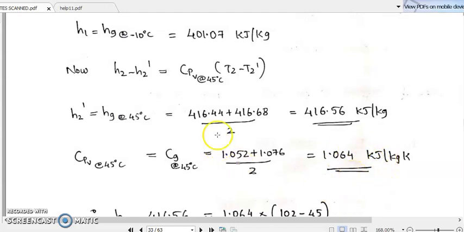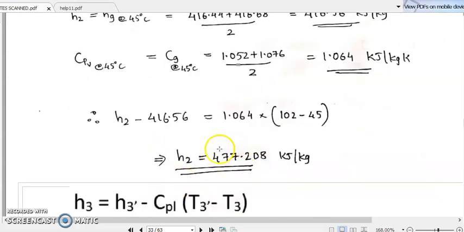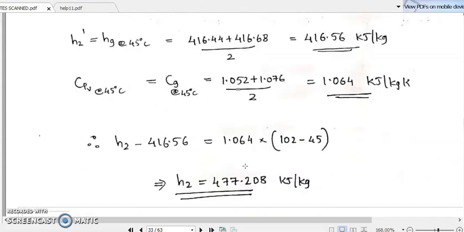T2 is already given in the question, that is 102 degrees Celsius. T2 dash is also given in the question, that is 45 degrees Celsius. We can substitute all these and find the value of H2, the enthalpy at 2, as 477.208 kilojoules per kilogram.